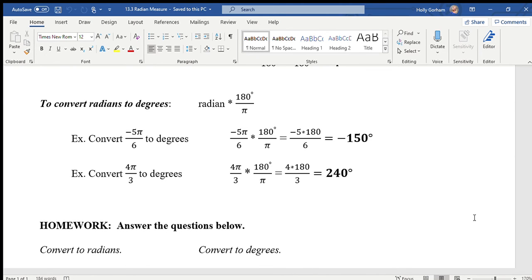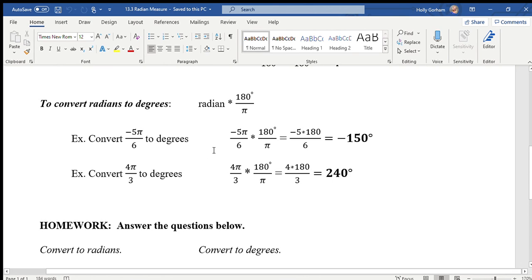It's important at this point that you're making sure you put those degree symbols. Not that you shouldn't have been doing it all along, but especially now that we're in two different types of measurement, you need to make sure you distinguish between what is a degree and what is a radian. Converting 4 pi over 3 to degrees, again, we multiply by 180 over pi. The pi's would cancel, and when we evaluate, we get 240.